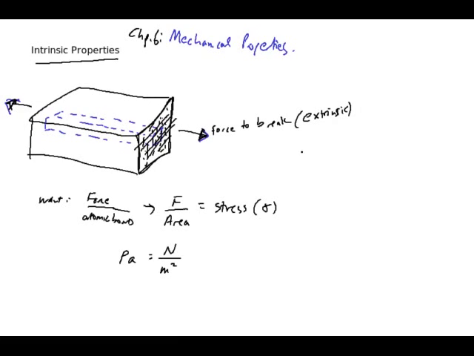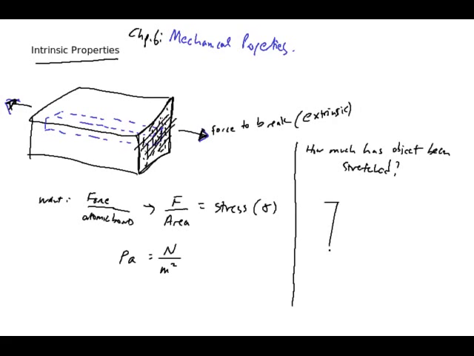Okay, next property. And this is not so much a property, but another parameter to introduce, which will be relevant, is how much something is stretched. So how much has the object been stretched? Now here you could report it in terms of meters. So if you have two beams, one longer than the other, everything else is the same. If you apply the same force to these two beams, the longer one is going to stretch roughly twice as much.